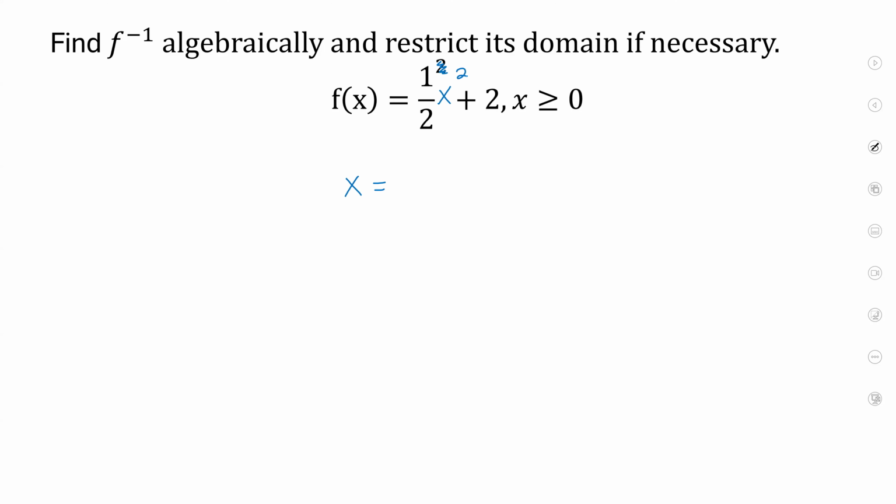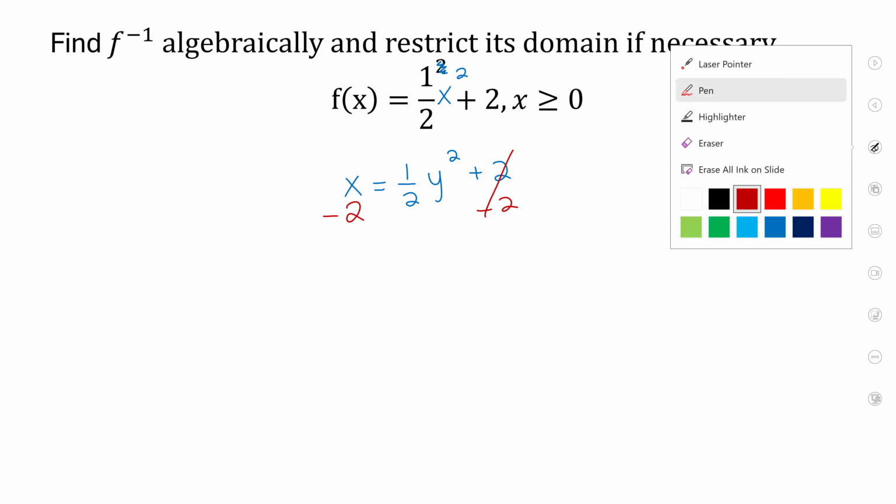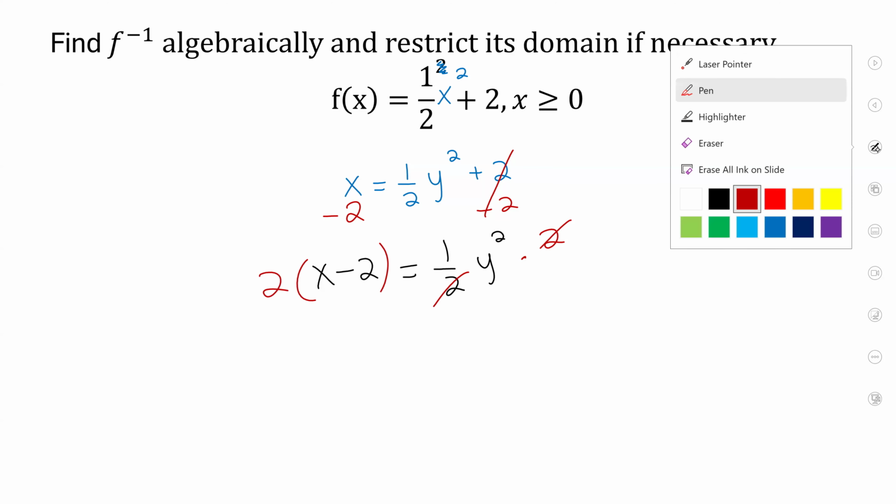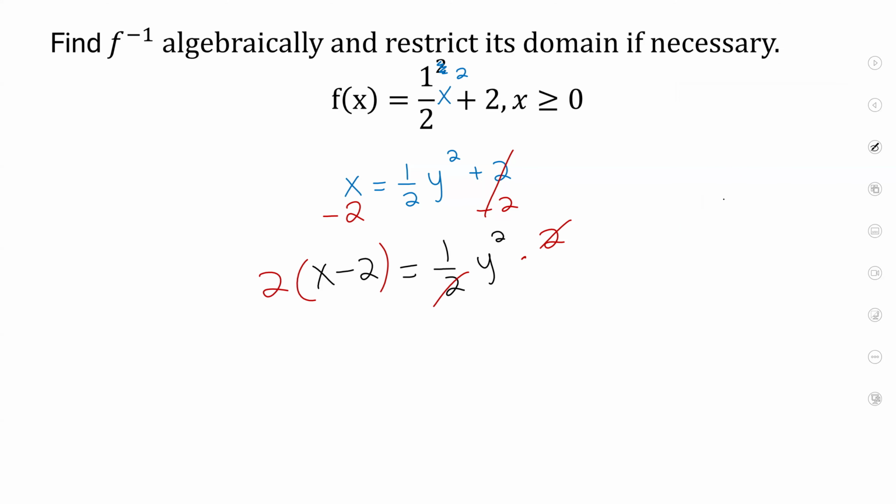The original problem. That's the step that trips everyone up. They don't know how to get rid of this 1/2. You multiply by 2, because a half times 2 is just 1. They cancel out.